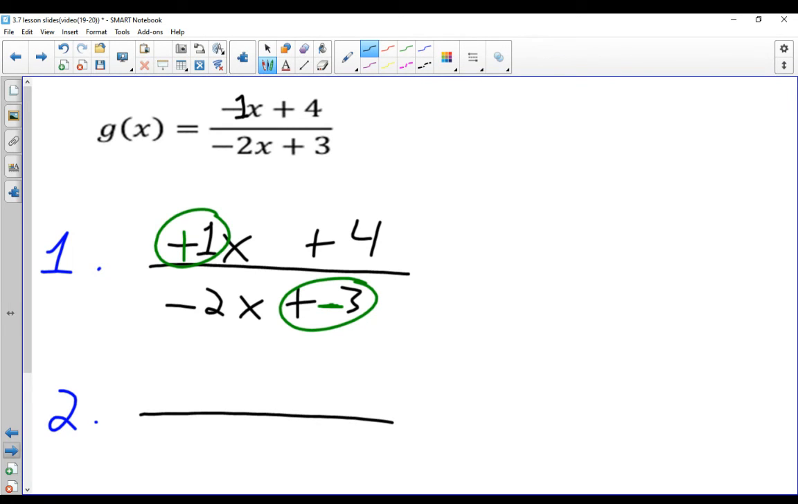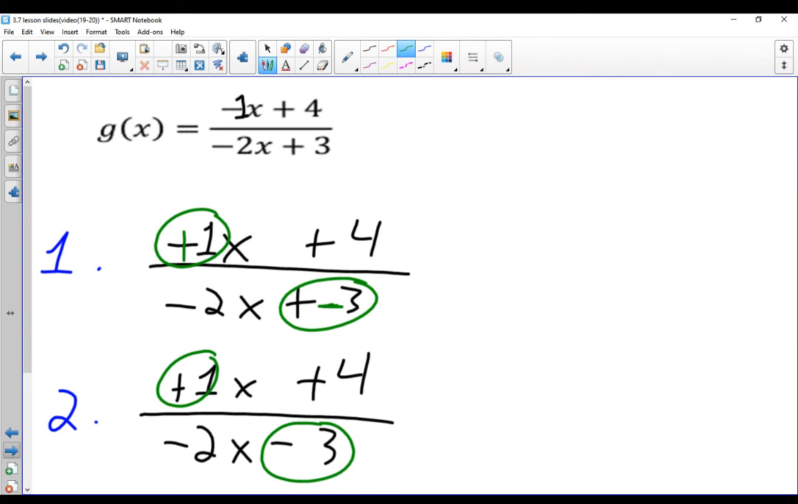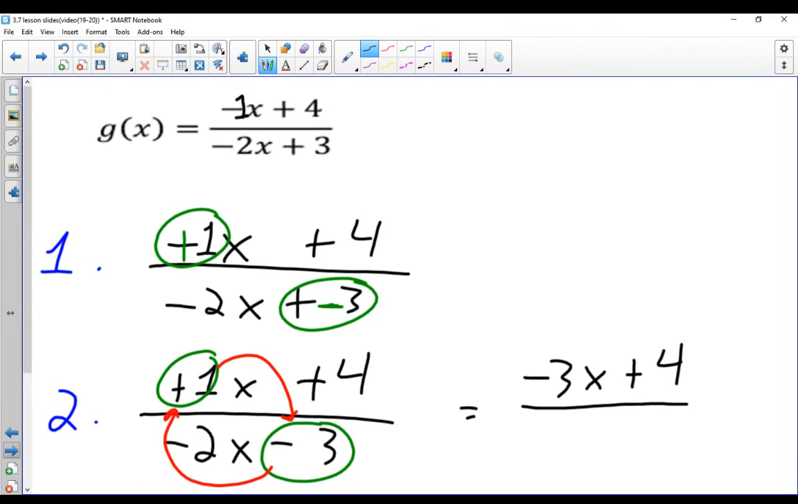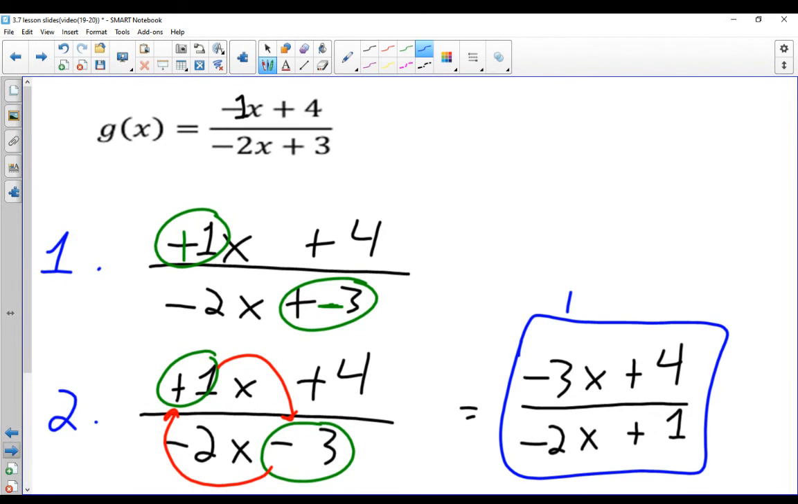So now we just have positive 1x plus 4, and then we have negative 2x, and that is now a minus 3, not a plus 3. So again, upper left corner, lower right corner. And now for step 2. Make those two numbers switch places. So instead of a positive 1, you now have a negative 3 on top. And instead of a negative 3 on bottom, you now have a positive 1. And once you've done that, you have your inverse.